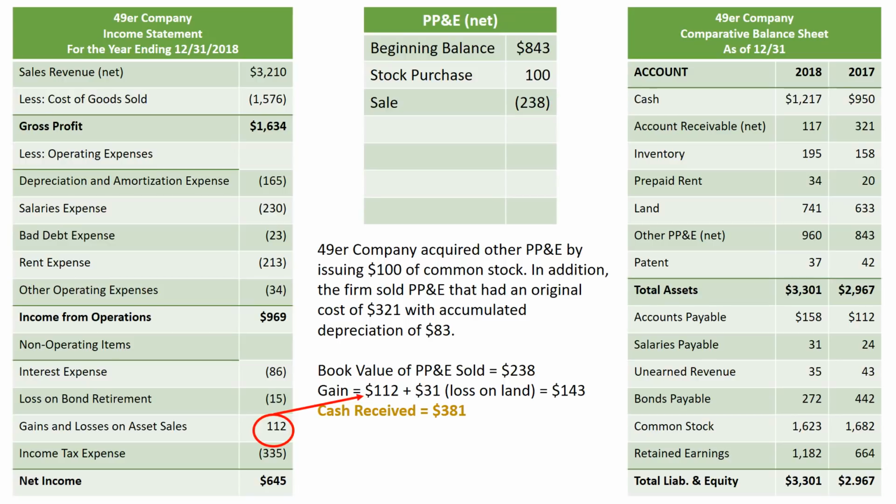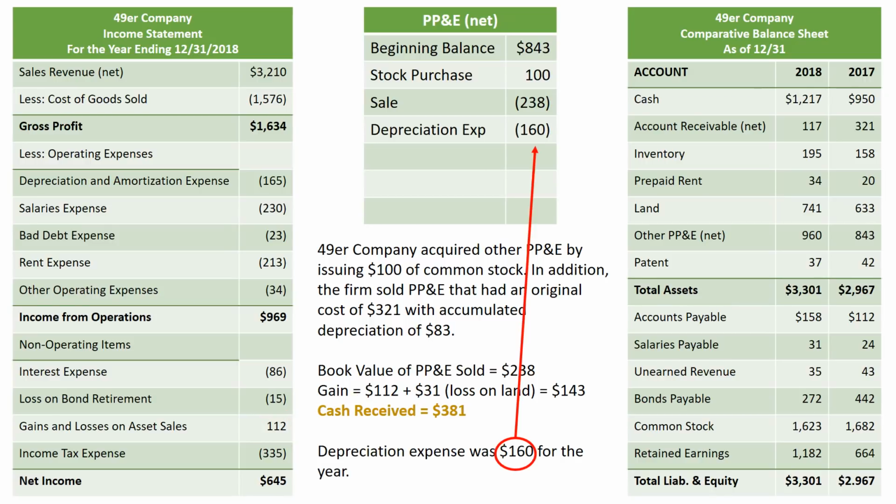Of course, that's not sufficient because we know there was also a gain, and so the key is the total gains and losses were $112. We were already told there was a $31 loss when we sold our land. That implies that the sale of PP&E should have had a gain of $143. Again, this is the idea where we're putting together a puzzle. And so given that the book value of the asset that was sold was $238 and that there was a gain of $143, that implies I must have received cash of $381.